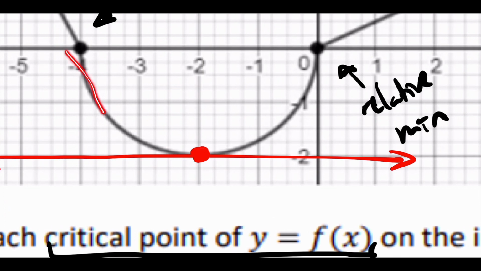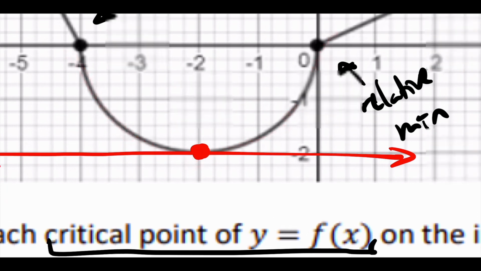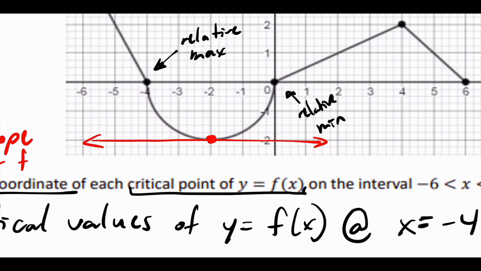From negative. The slope was negative here, right? The slope of the tangent line was here. There you go. Okay? It's a point of inflection because the slope was negative before and it's positive now.